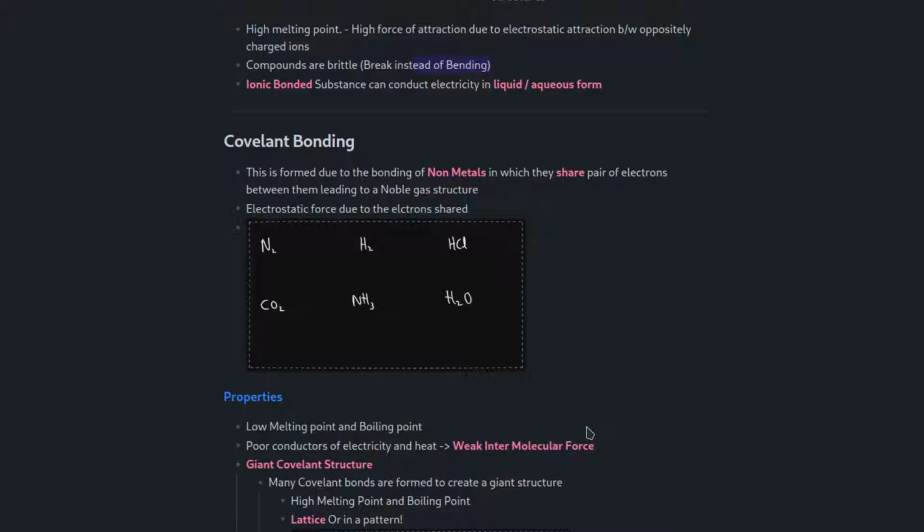Covalent bonding. So covalent bonding is the bonding due to non-metals bonding together. In this type of bonding, they share pairs of electrons between them, leading to a noble gas structure. Again, the structure that has a complete shell. Electrostatic force due to the electron shell.